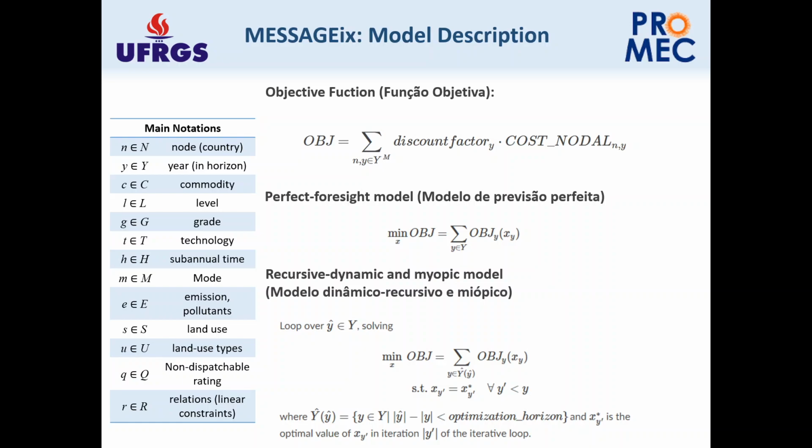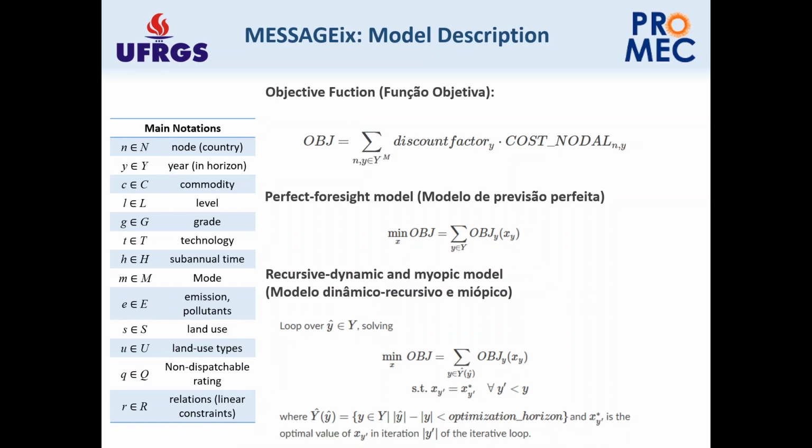It's not very complicated. So the main notations are the country, where the country, city can be, you can make a model for your house. You can make a model for your company. If you work in a company, you consume a lot of energy. You can produce your own electricity, and you can use MESSAGE to model this for the next 20, 30 years. Years, how many years you have in the horizon.